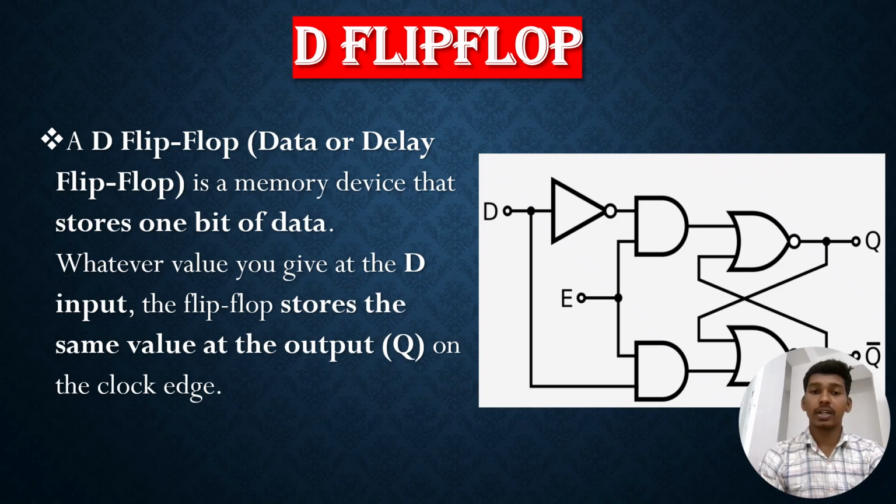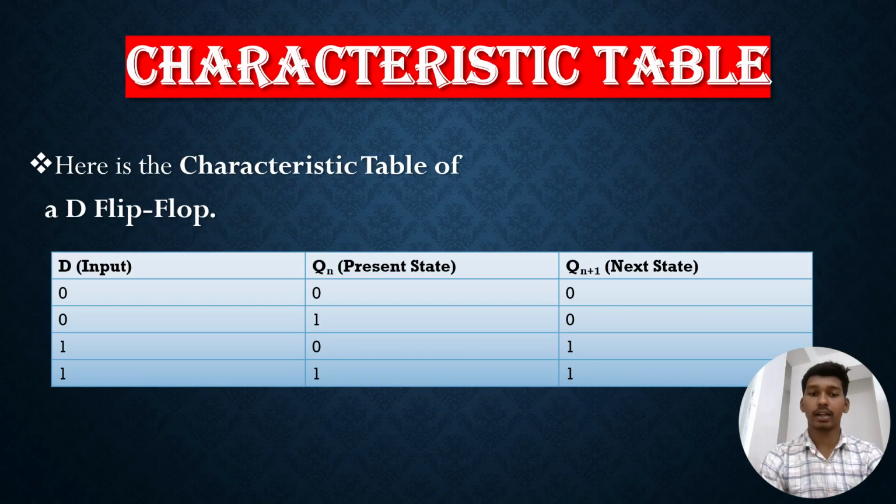The D flip flop is just a rearrangement; we can get the D flip flop from the SR flip flop. If we connect both the S and R inputs and connect a NOT gate between the inputs of R and S, we can get the D flip flop. The gates don't change, they remain constant. And next is the characteristic table.